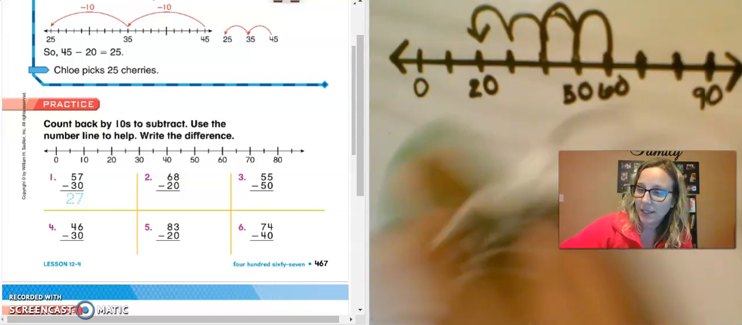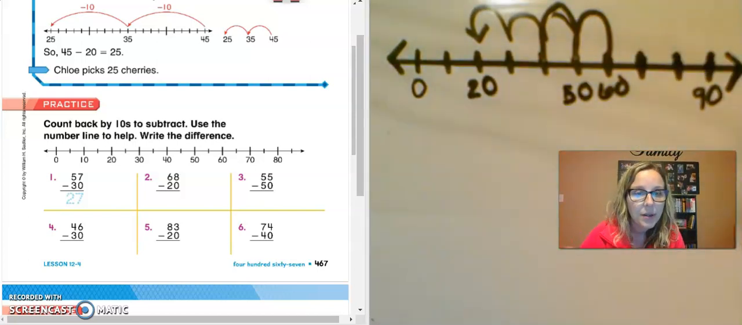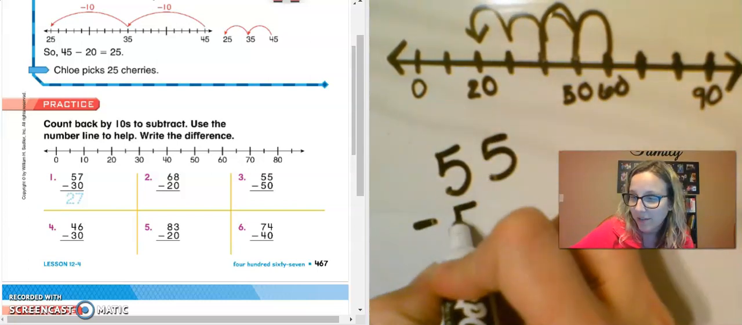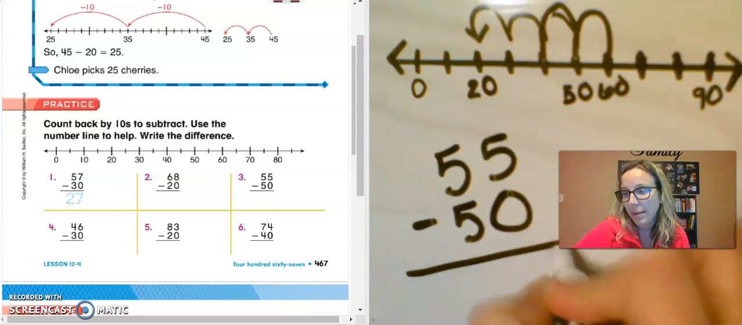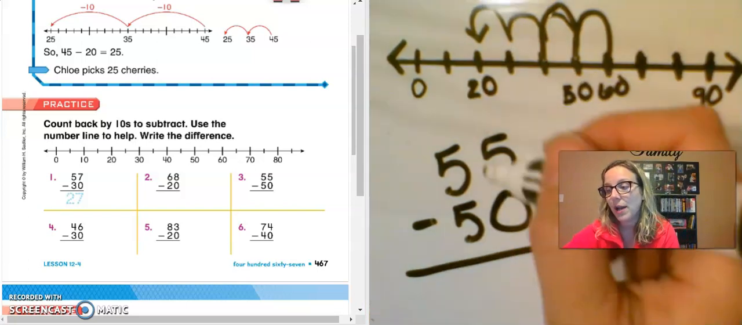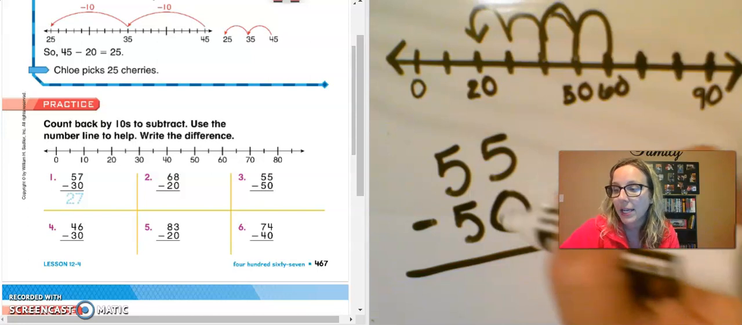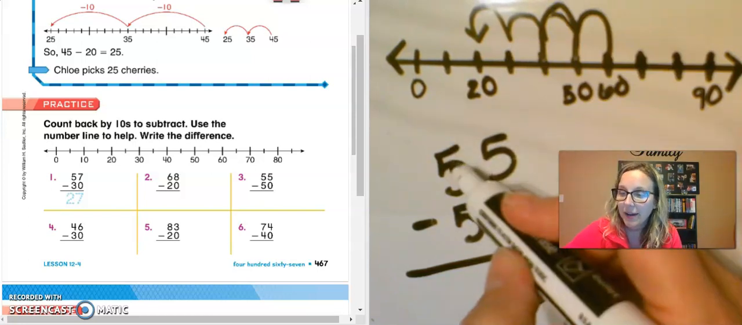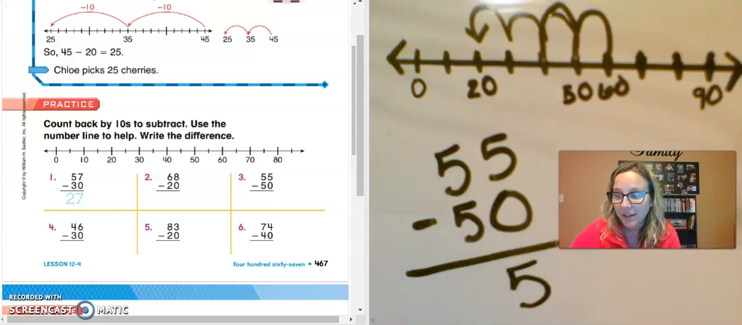All right, let's take a look at number 3. 55 take away 50. Remember to start out, what do I know? I know that I'm not taking away any ones, so I can bring down my 5 ones. And now I have 5 tens take away 5 tens.